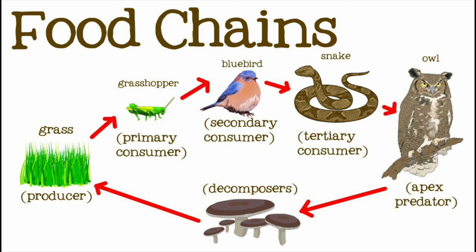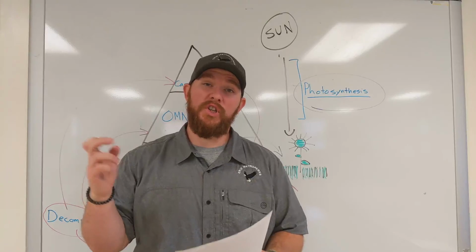And then once that hawk dies, the decomposer will take over and start to break those things down, like we said. There is your very simple food chain.